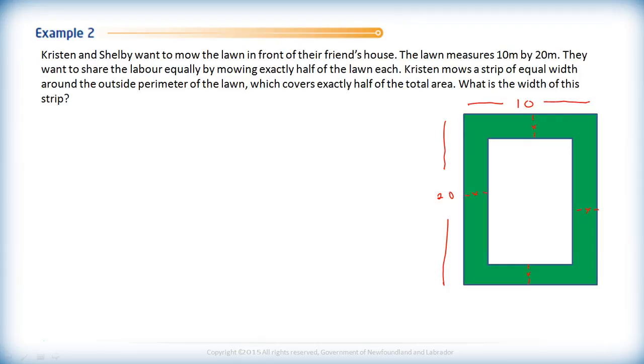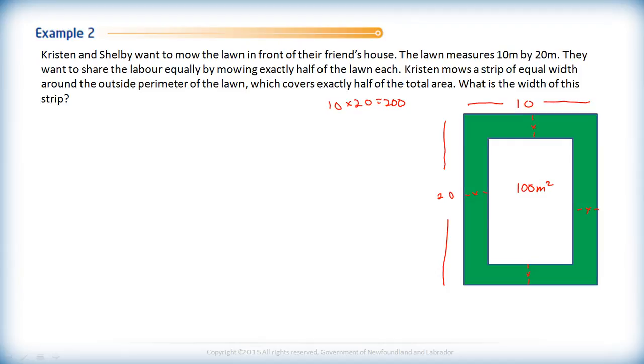And it says it covers exactly half of the total area. So the green bit is going to make half of the area, and the white bit makes the other half of the area. And the total area was 10 by 20, or 200. So the green bit is 100, and the white stuff inside is also 100 square meters. It says, what is the width of the strip? Okay, so in this case, what we've done is we've actually shrunk the original area by sort of mowing that one strip around the outside.